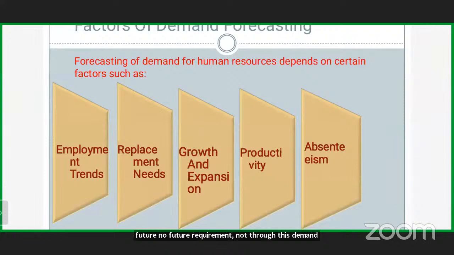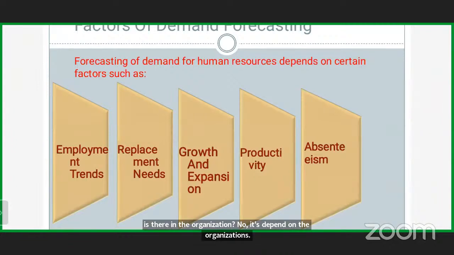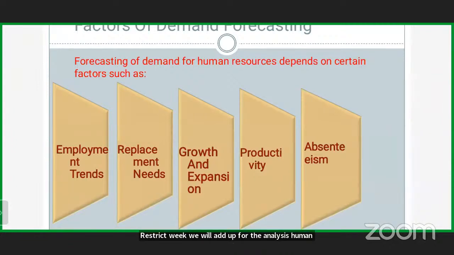Demand forecasting implies a variety of techniques. It is there in the organization, and it depends on the organization which technique we will adopt for analyzing human resources properly. We have multiple options, many choices. Here you can see the slide, we have 5 options. Out of these 5 options, which option can we select and implement in the organization to analyze the demand for manpower?